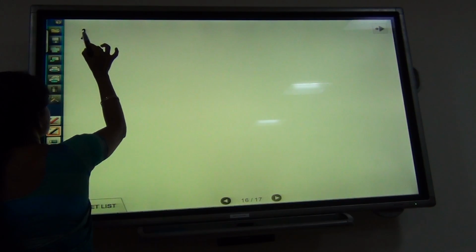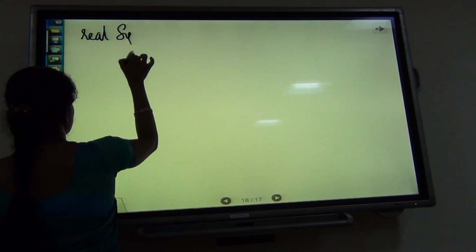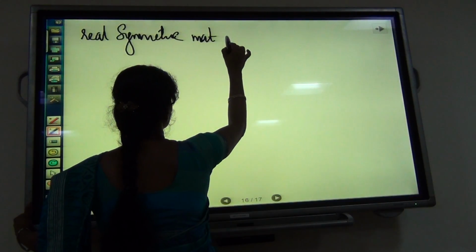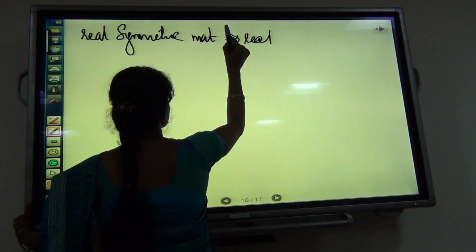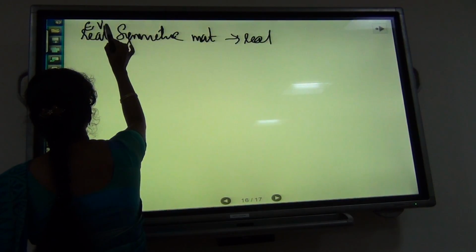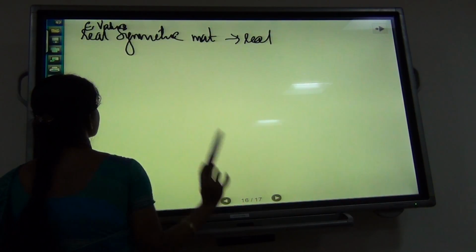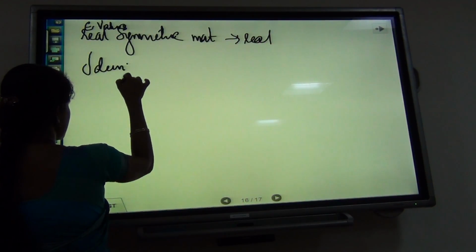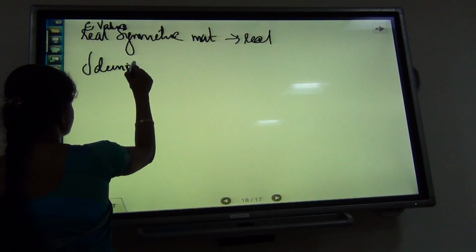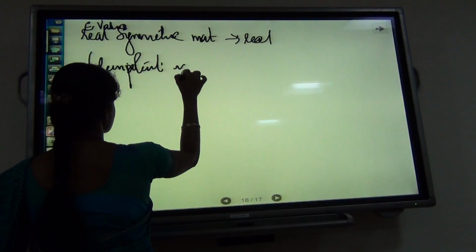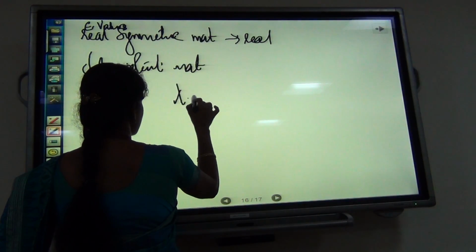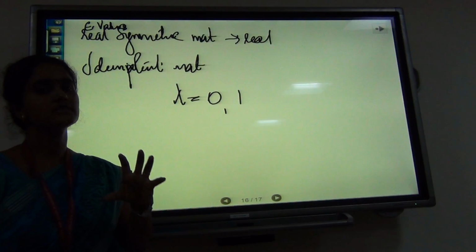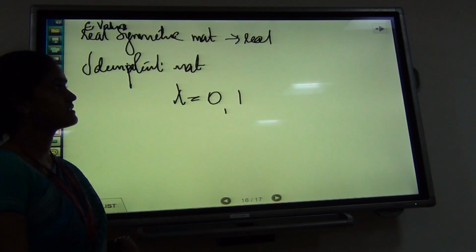And the eigenvalues of a real symmetric matrix are real. This is about eigenvalues. Eigenvalues of a real symmetric matrix are real. And for an idempotent matrix, in case your matrix is an idempotent matrix, then the eigenvalues will be either 0 or 1. So consolidating all the properties together, I've just recalled.